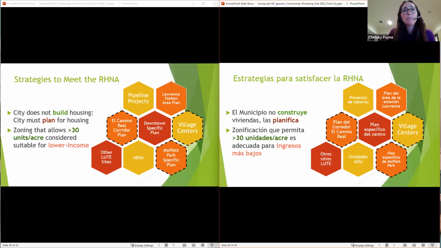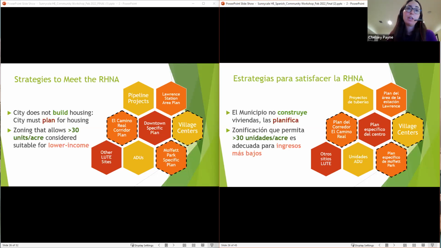The city has a number of different sites and strategies for how it's going to meet its RHNA. These include approved projects that are in the pipeline to be built, specific plan areas like the Lawrence Station area and the downtown specific plan, and sites outside of the specific plan that are designated for residential in the city's general plan.